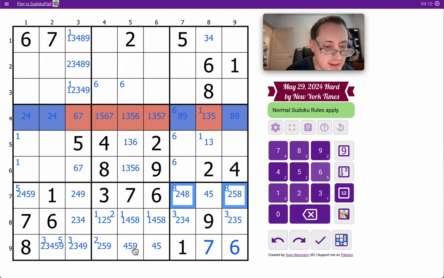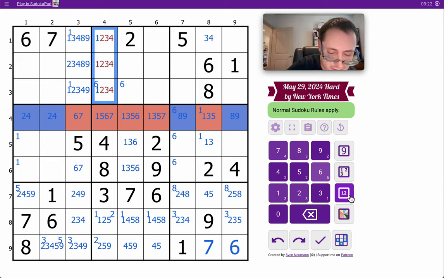Okay, for my next trick, I think I'll look at the middle columns. These can't be 2, 3, 4, or 8. Column 4. Now this one sees 5, 6, and 7. That's helpful. That one sees 1 and 6, which is not quite so helpful.